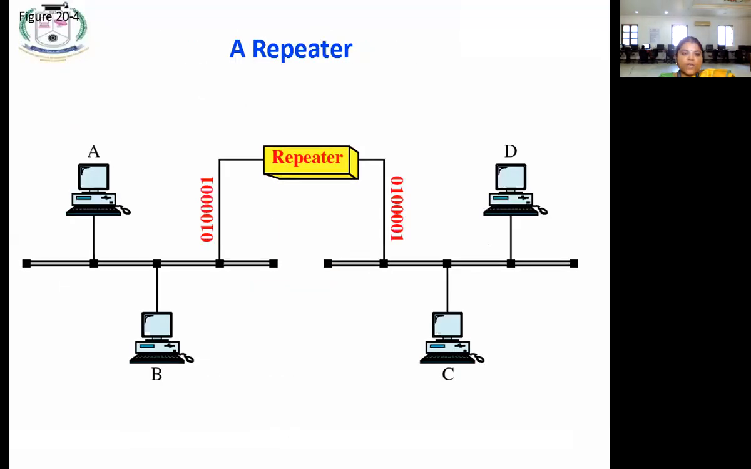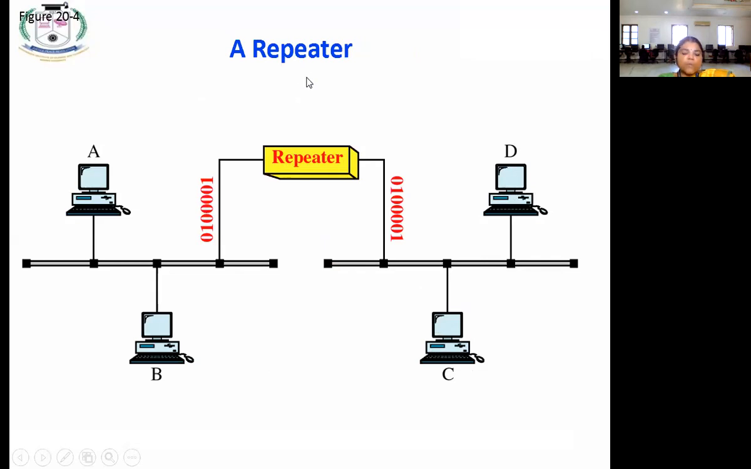If you look at this diagram, suppose A wants to send a message to D. The repeater cannot identify the address of D, but it will just repeat what it is getting to its port, so the message which is supposed to be received by D will also be received by C. That is the main problem associated with the repeater.